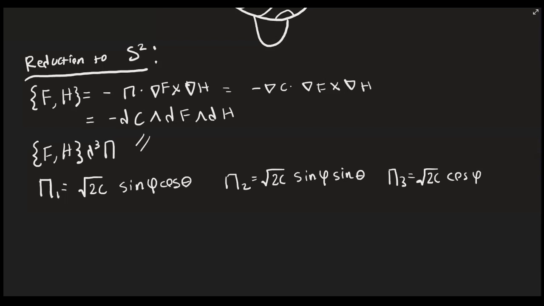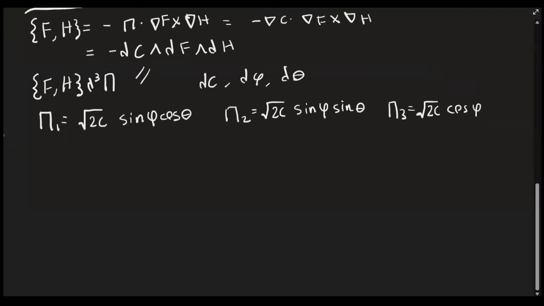Now, we're going to try and write this in sort of like dc, d phi, d theta. So this is going to be our spherical coordinate. C will sort of be our radius. Okay. So, lengthy calculation incoming.